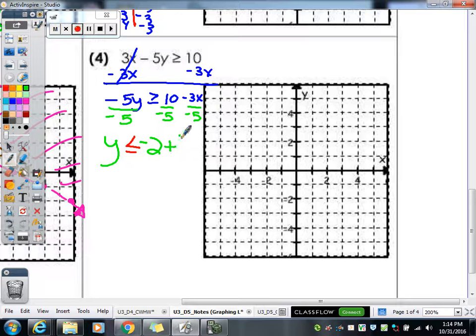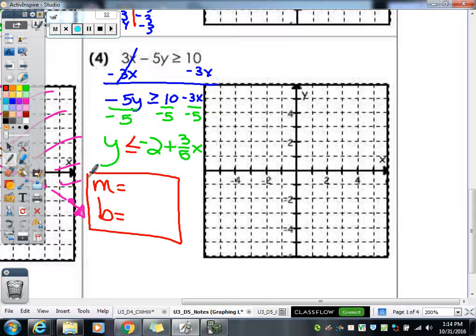Comes a positive 3 over 5x. Okay? Now we can do our M and B, or we can do our table if you'd rather. But I want to practice M and B today. I wrote it backwards on purpose because the Regents will do that also.